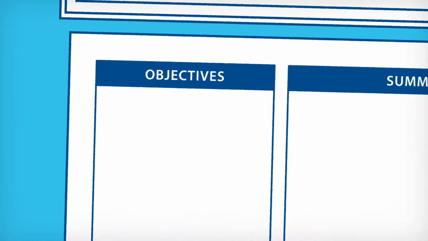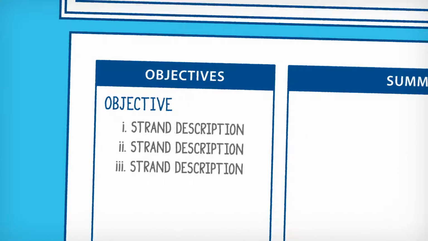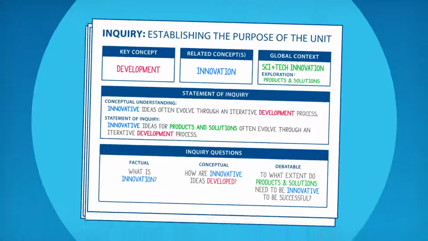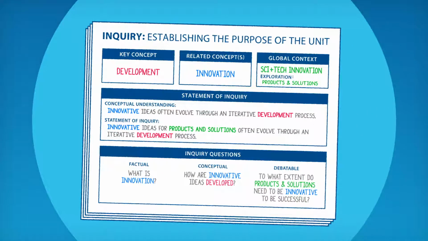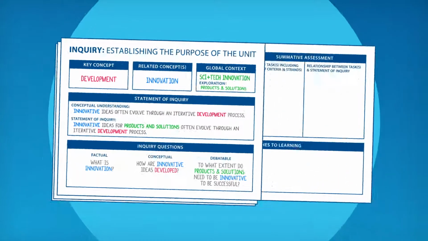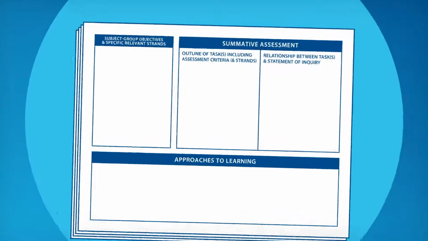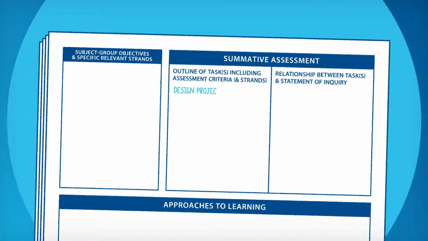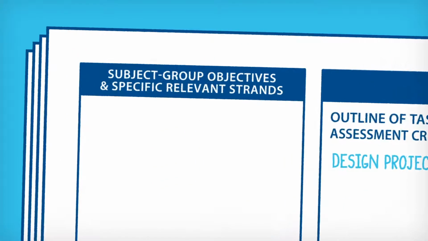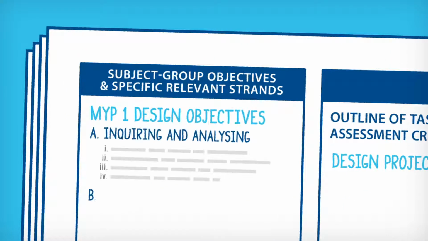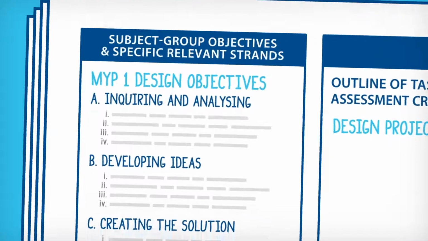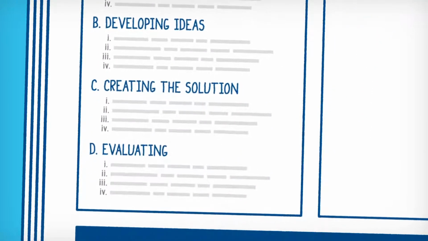The specific expectations for each objective are described through a number of strands, and both the objective and the strands addressed in a unit should be clearly identified. Continuing with the MYP Year 1 design unit referred to in the previous videos, let's say that the unit is intended to develop and assess a complete design project. As this type of design task needs to include all strands of all 4 criteria, the corresponding objectives from the appropriate year level should be identified.